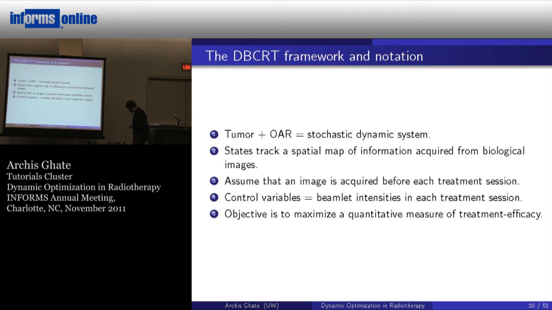And as you can imagine, the control variables in the problem that I'm going to formulate will be the beamlet intensities, right? So the U's will be my control variables. And the objective is actually going to be some quantitative measure of treatment efficacy. So I do this dynamic treatment. So how good is this treatment? So I need some quantitative measure of that. So I'm going to actually have that in my objective. So that's the high level framework.